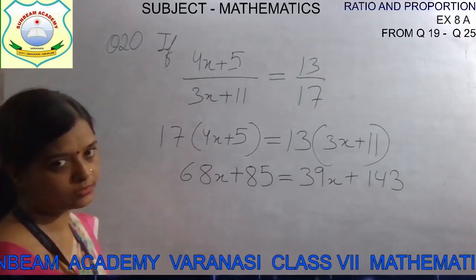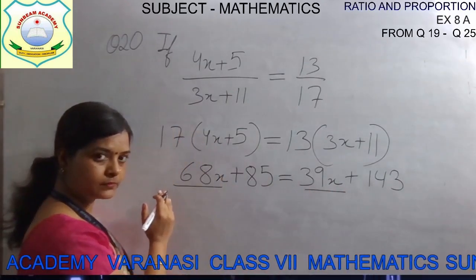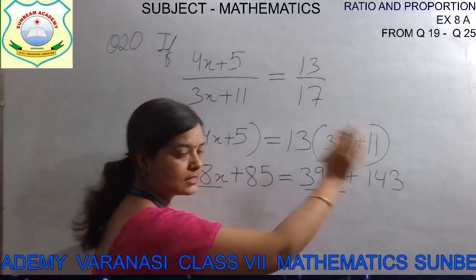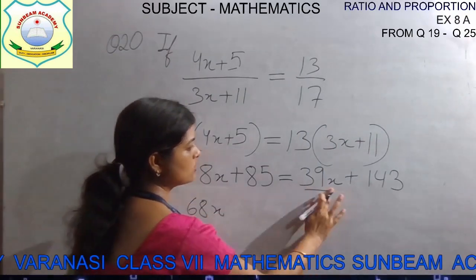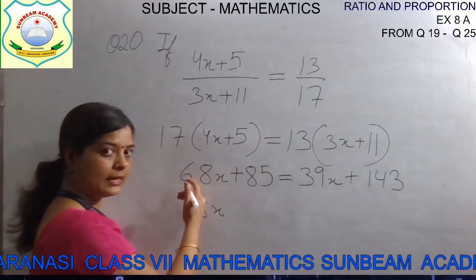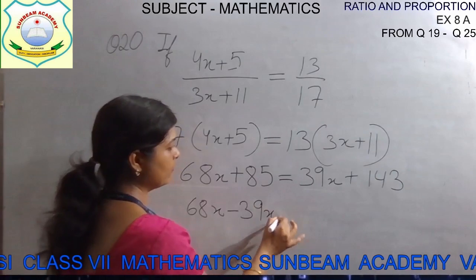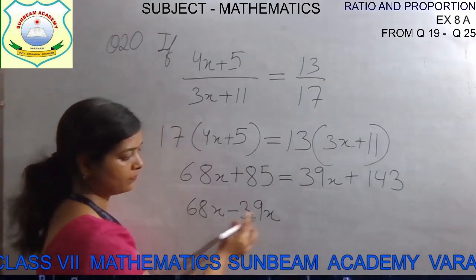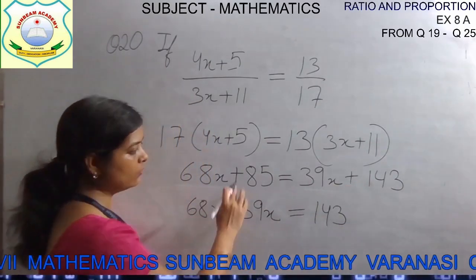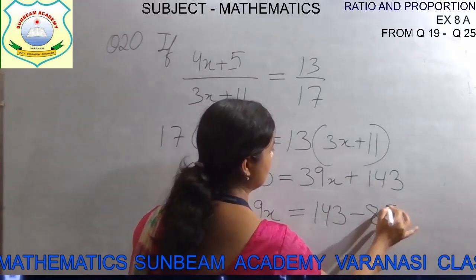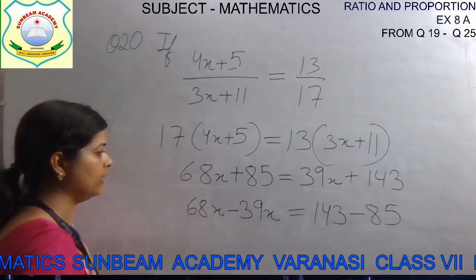Now separating the variable term on one side and the constant term on the other side. So write down 68x, it is already here. We have to transpose this variable term to the LHS, the left hand side. So 39 will become minus 39. Whole term we are shifting, so positive will become negative. That is equal to 143, which is already on that side. When you transpose 85 to the other side, it will be subtracted.